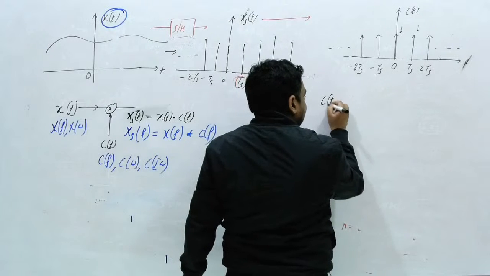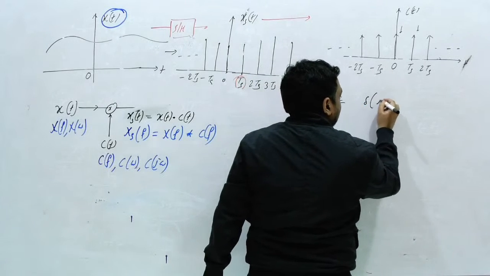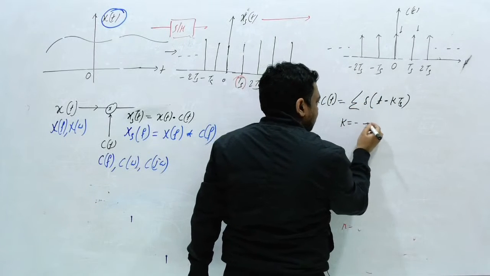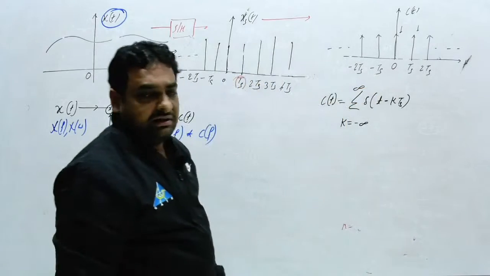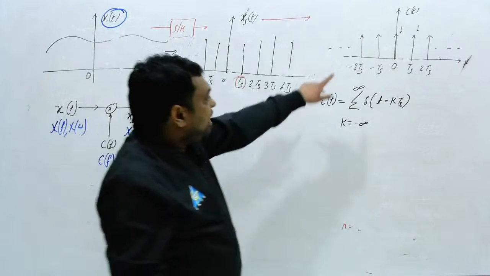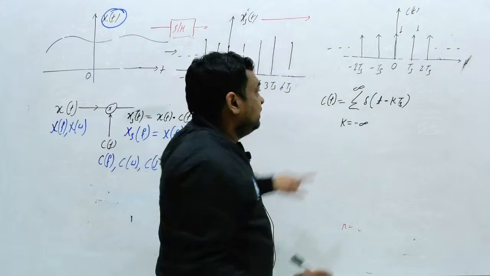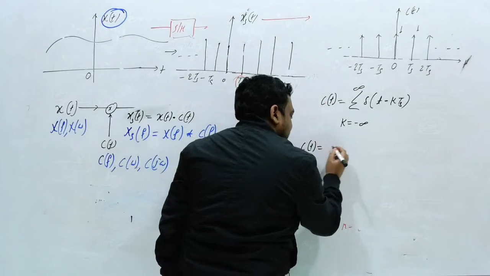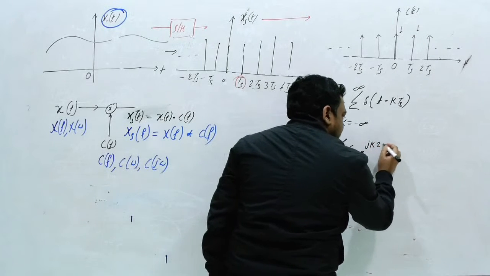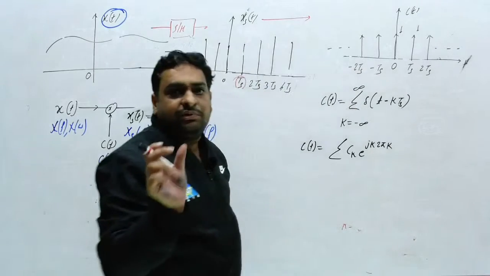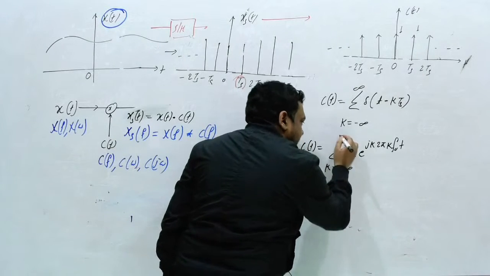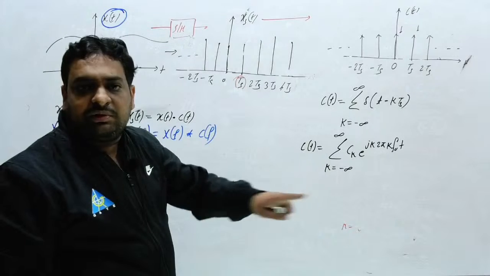So c(t), first a student can write in this way: summation of delta(t minus k times Ts), k from minus infinity to infinity. Can I write? One student can write in this way, but I am not interested in it. I am interested in the Fourier series representation of this c(t). So c(t) is equal to summation c_k e raised to the power j 2 pi k f naught t, from k equal to minus infinity to infinity. This is the exponential Fourier series.